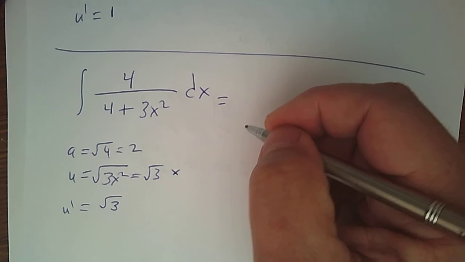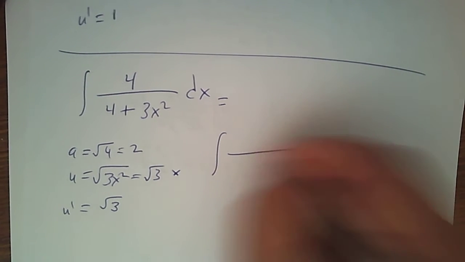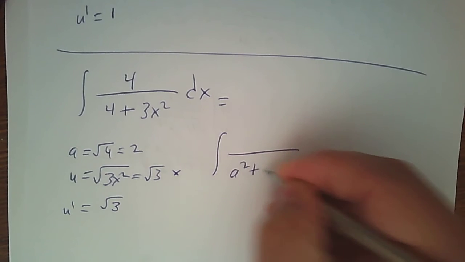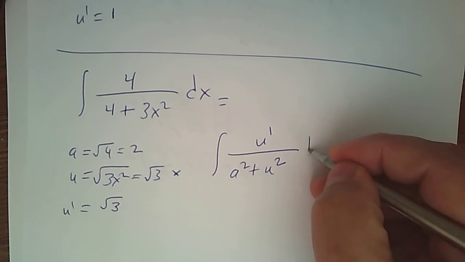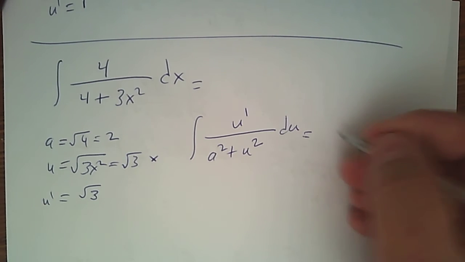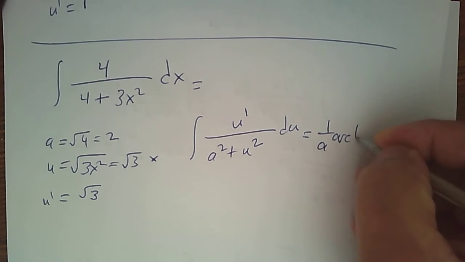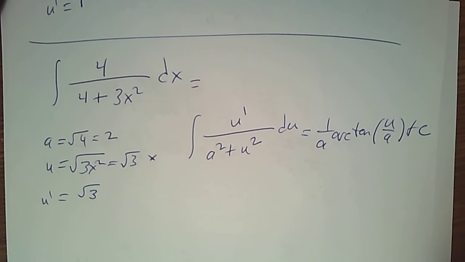Then the format is arctangent. So here's the general look of it: a squared plus u squared, and then u prime du. That's what we're looking at. And then it's going to be 1 over a arctan of u over a plus c. So that's the format we're looking at.